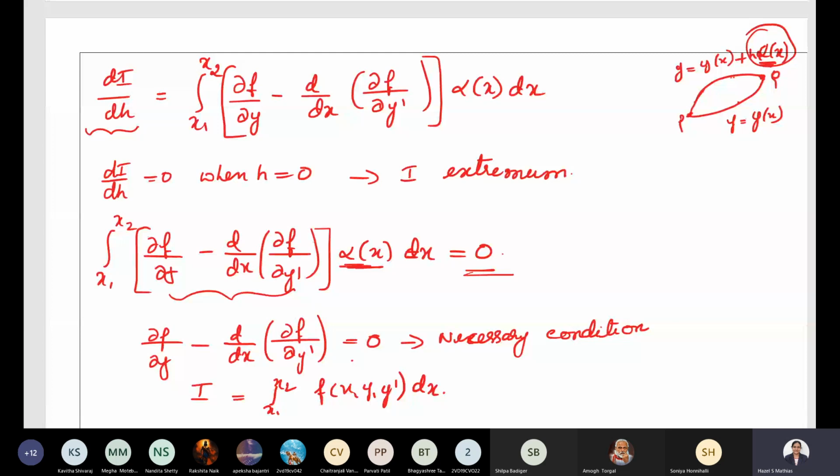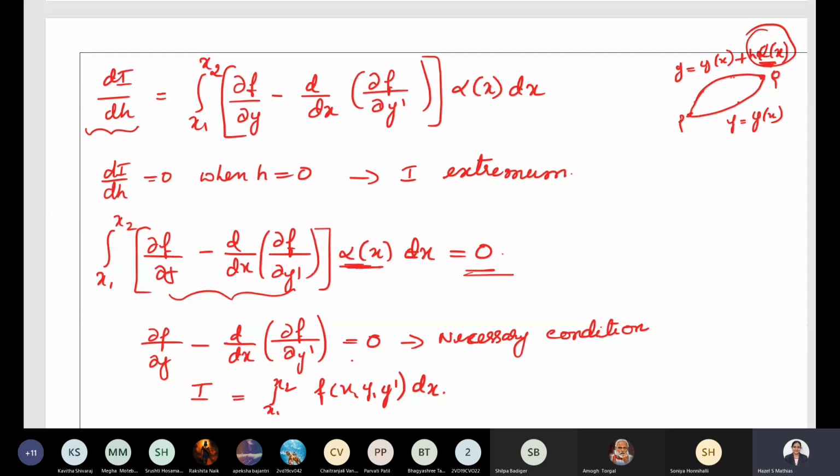If you have any doubt, you can ask me. Based on this necessary condition, we are going to discuss a few questions. We are going to check the extremal of some functional. And remember, this functional is given in terms of the definite integral.